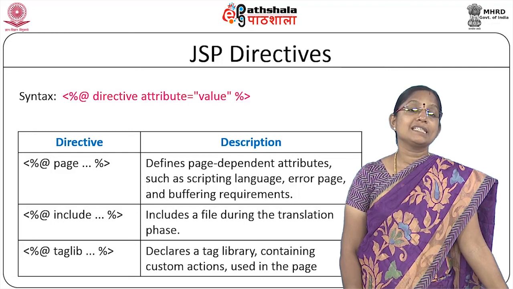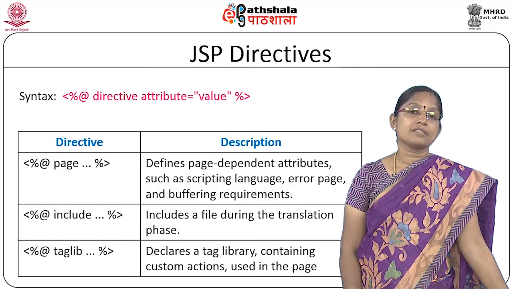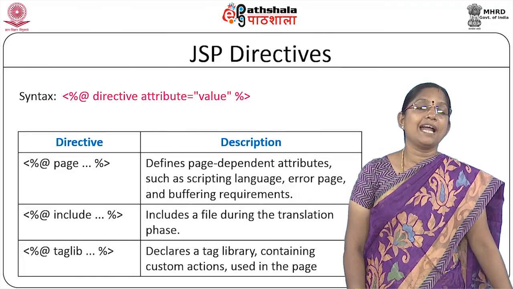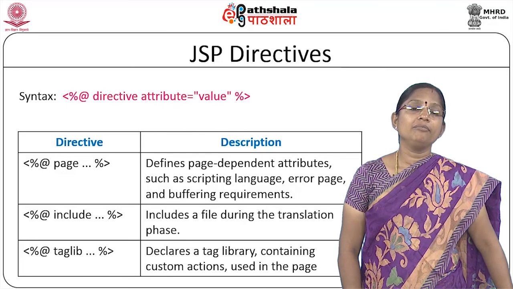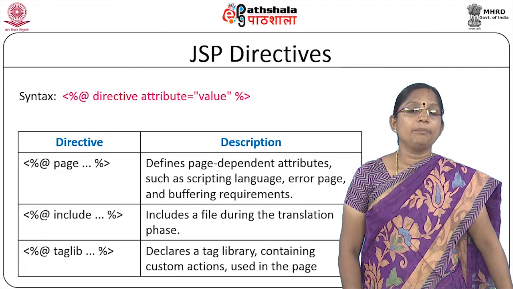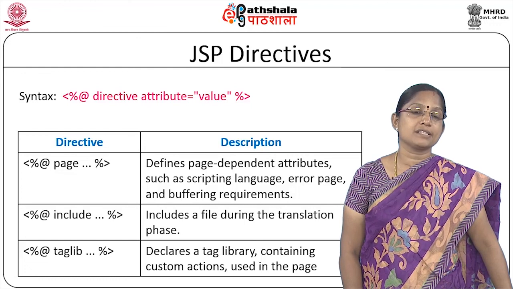First, you can see the syntax of the directive. Every directive has to be started with the @ symbol. Directive is a reserved word. Then an attribute can be given and a value for that attribute has to be defined. So, the first one, @page. @page is a directive. Here, we are going to define page dependent attributes, such as scripting language, error page, buffering requirements, etc.